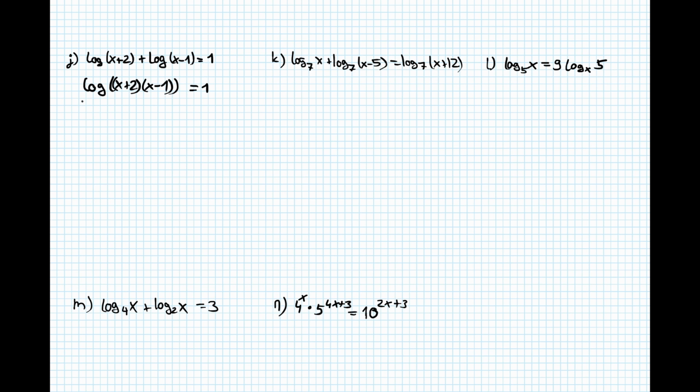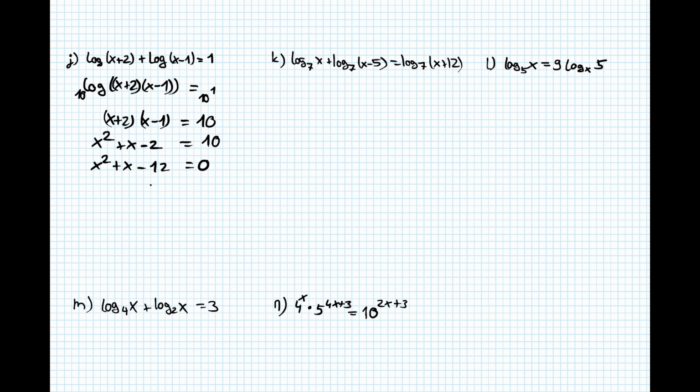So now we can have both here as a power of 10. 10 to the power of 1 is just 10. So x plus 2 times x minus 1 is equal to 10. And now we just expand and simplify this expression. We get x squared plus x minus 2 is equal to 10. Now subtract the 10. x squared plus x minus 12 is equal to 0.